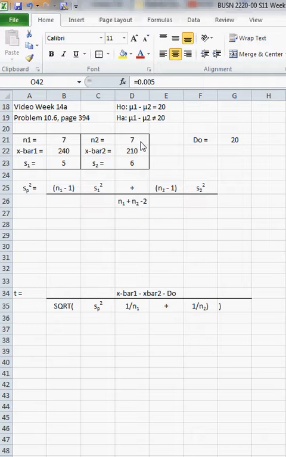Now the question is the difference between those 2 samples, can we be confident that the difference in the 2 population means is 20? Or is it not? And if it's not 20, then of course it could be either greater than or less than, but we just want to know if the difference is 20 or not.